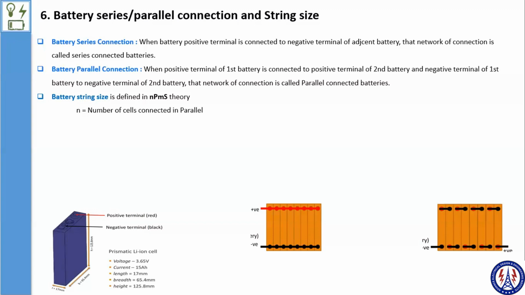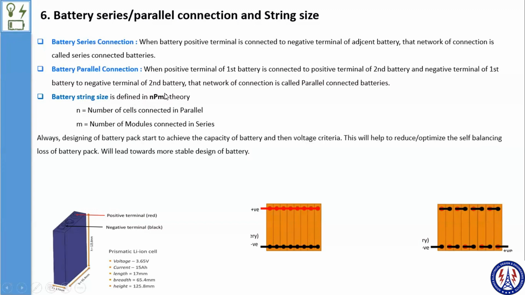What is meant by N? N is nothing but the number of cells connected in parallel. M is the number of modules connected in series. So N parallel, M series, that is what NPMS stands for. The number of cells in parallel, the number of modules in series.